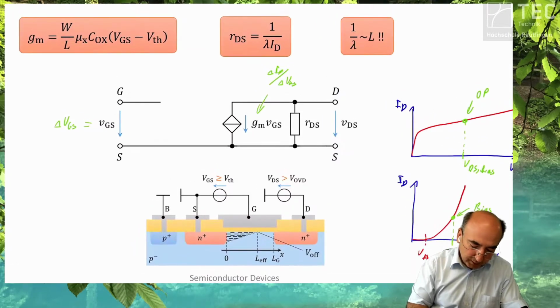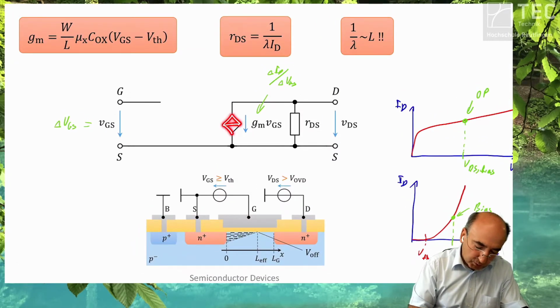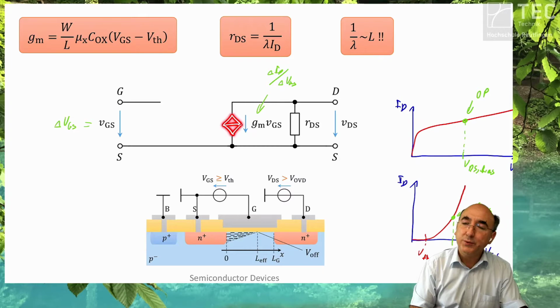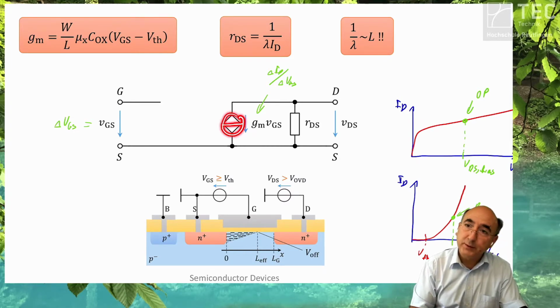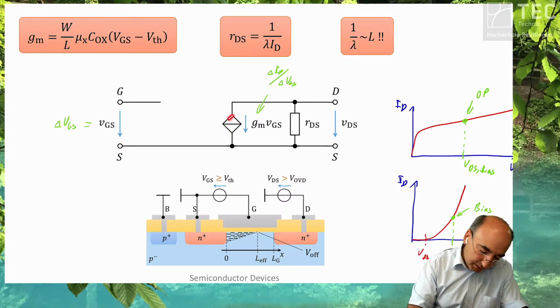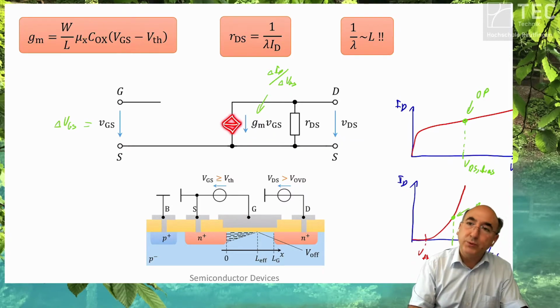And if you do that, you have a current source. One moment. What do we have here? We have not a constant current. We have a controlled current. And the controlled current, control voltage is VGS. And if we change VGS, we change the signal current, ID.